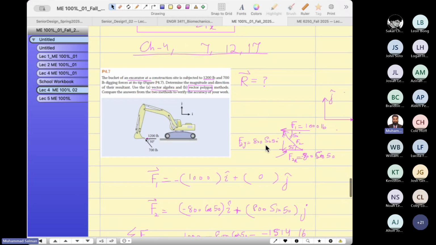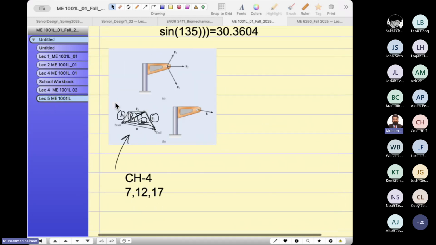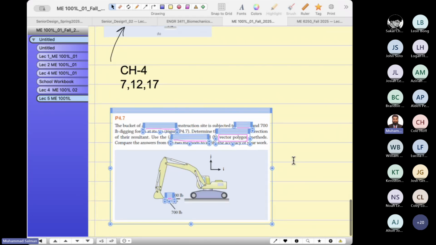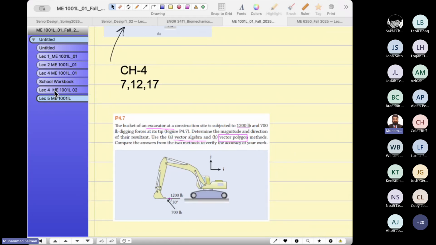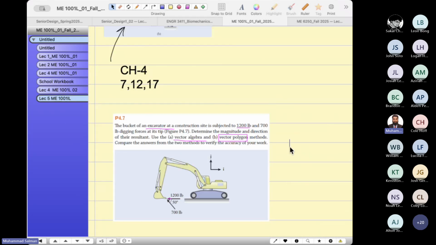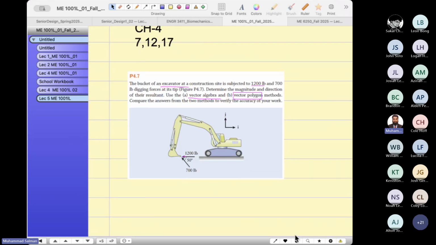So F1 is 1000, F2 is 800. I'm gonna solve the same question now with a different method, which is known as the vector polygon method. Let's change these values to the ones we used last time, 1000 and 800. So now, guys, let's solve this problem after we understand the vector polygon method.